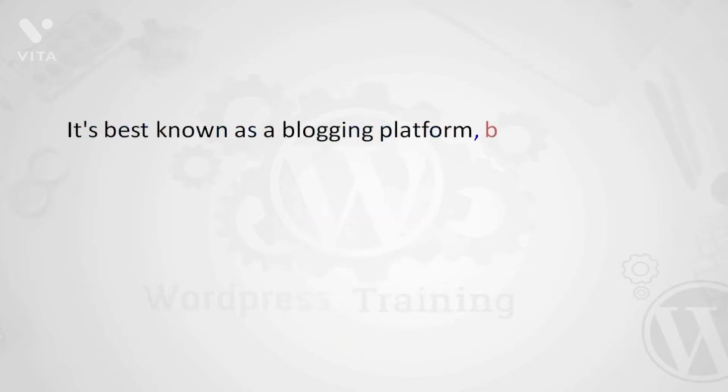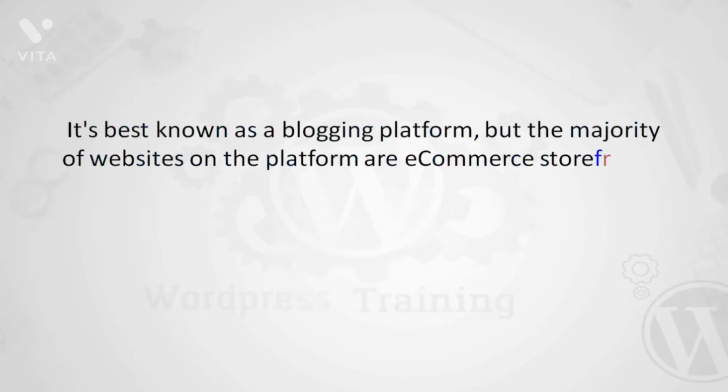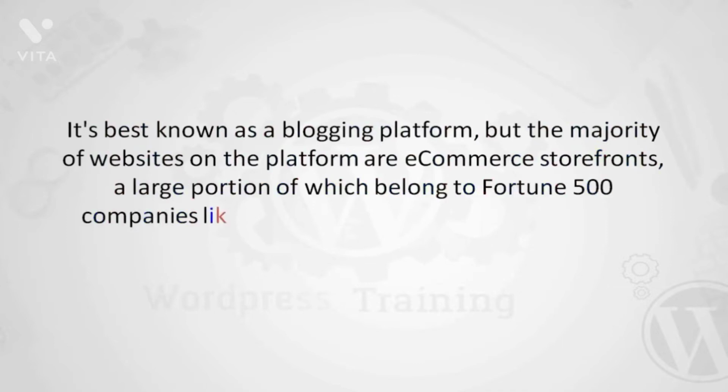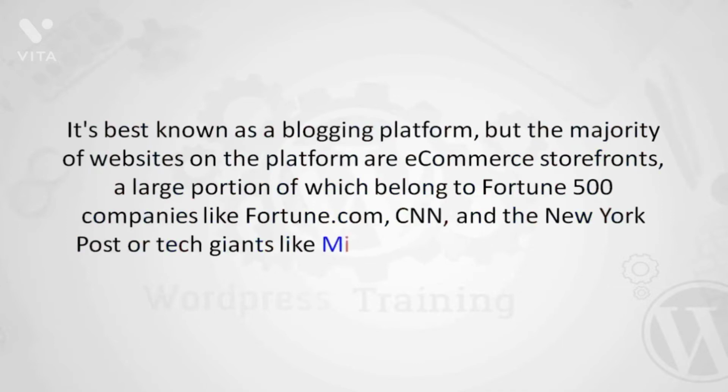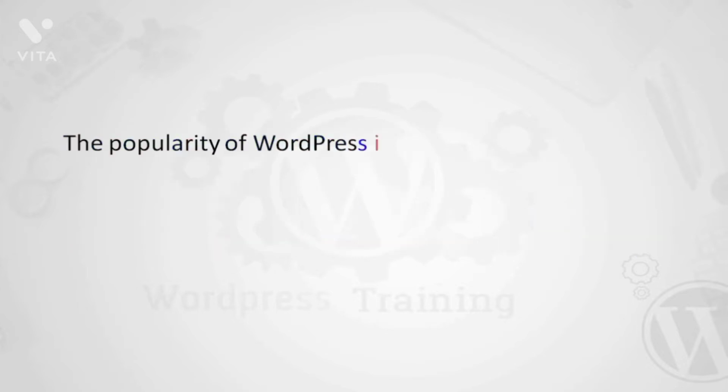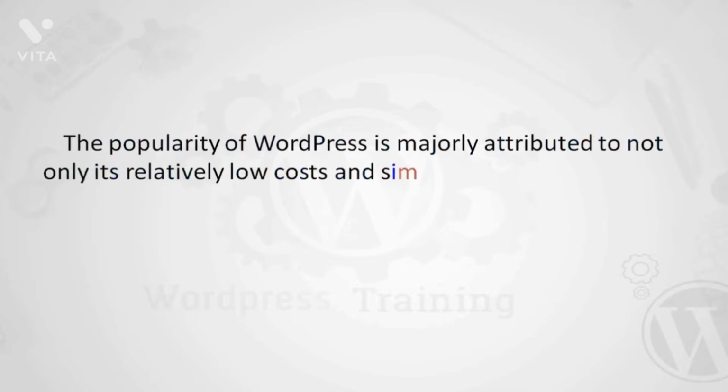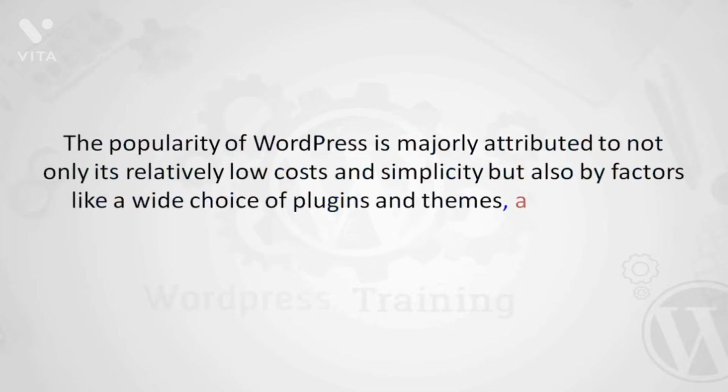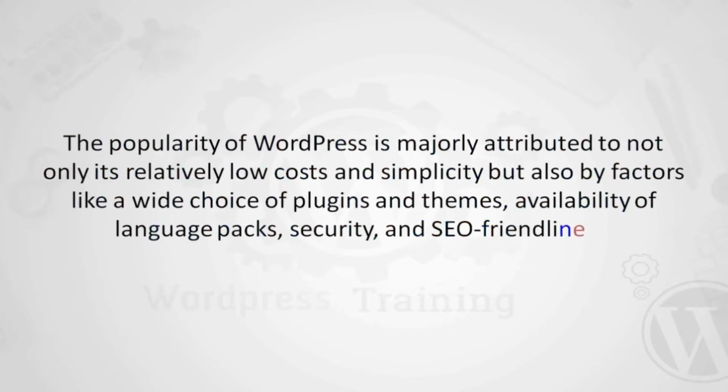It's best known as a blogging platform, but the majority of websites on the platform are e-commerce storefronts, a large portion of which belong to Fortune 500 companies like Fortune.com, CNN, and the New York Post, or tech giants like Microsoft and Facebook News. The popularity of WordPress is majorly attributed to not only its relatively low costs and simplicity, but also by factors like a wide choice of plugins and themes, availability of language packs, security, and SEO friendliness.